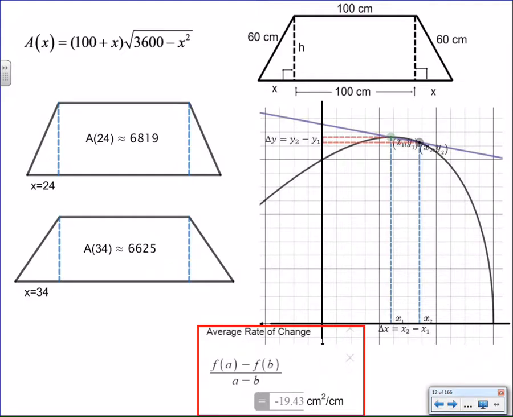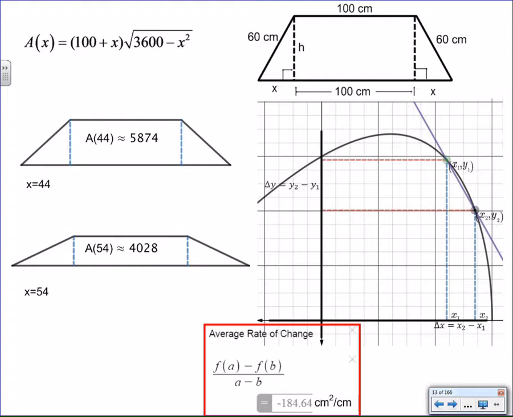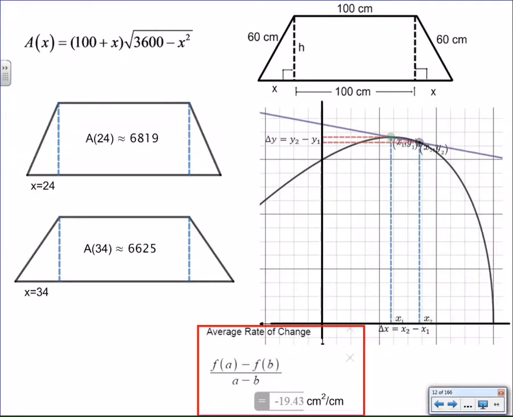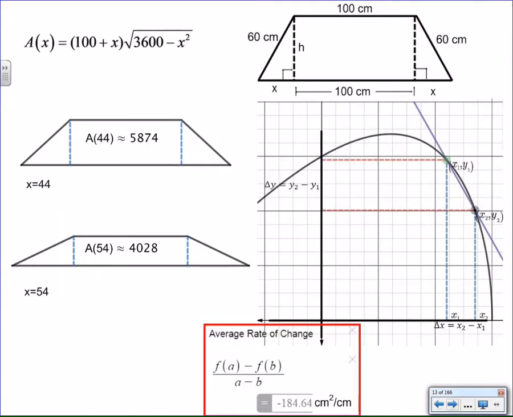But what's it for? Well, just to drive this point home just a little bit further, I point out that if I was to change from x equals 44 to x equals 54, it's still the same change in x. That's still 10 centimeters more in x. But what I observe here is there's a significantly greater change in area, a reduction in area. Before, I had 10 centimeters change in x and only 19 square centimeters per centimeter increase was lost in area. But later on, when I still change x by 10, there's 184.6 square centimeters per centimeter lost.